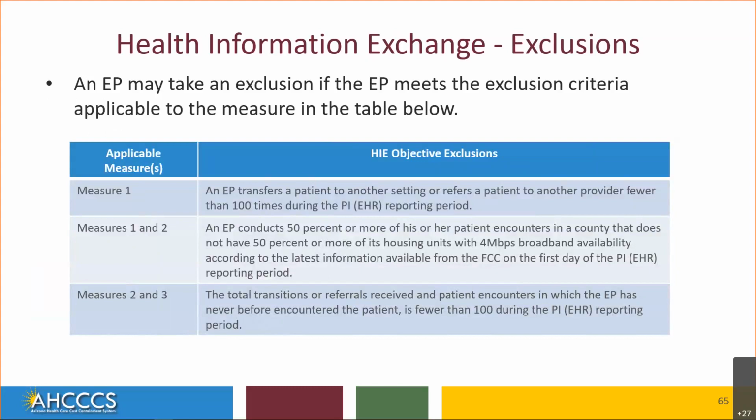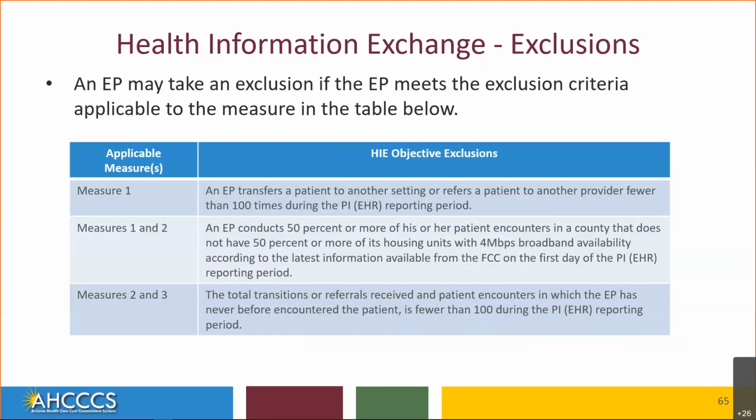An EP may take an exclusion if the EP meets the exclusion criteria applicable to the measure in the table below. In the far left column, it shows the applicable measure, and in the right column, it shows what that exclusion is. So for the first exclusion, it says an EP transfers a patient to another setting or refers a patient to another provider fewer than 100 times during the PI reporting period. This applies to measure 1 only.